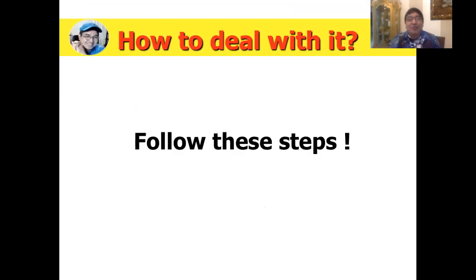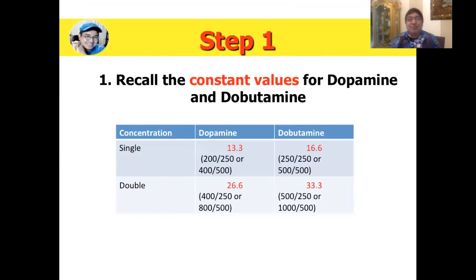Here's how. Follow these simple steps. The first one is to recall the constant values for dopamine and dobutamine. So we pay particular attention to whether we are being given a single concentration or a double concentration. For dopamine, if you're given a single concentration, which means you have 200 microgram over 250 ml or 400 microgram in 500 ml, your constant value would be 13.3.